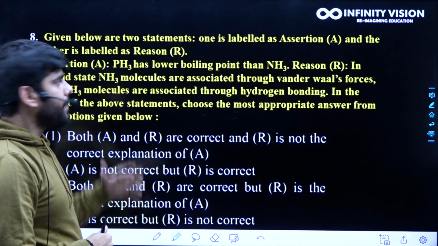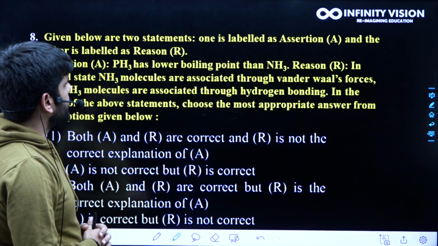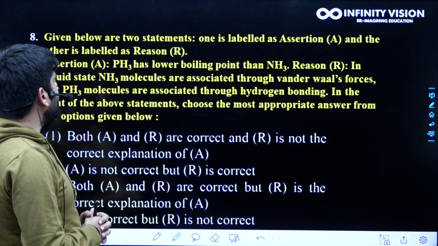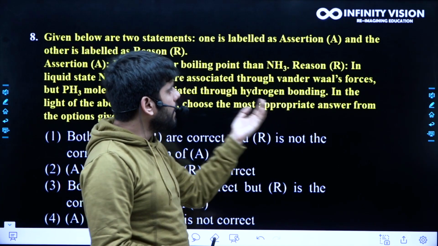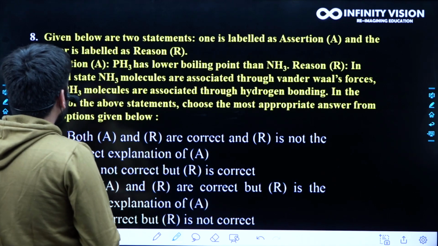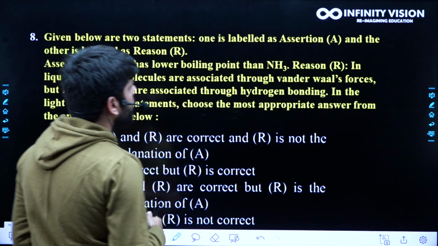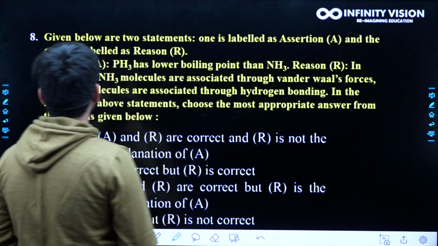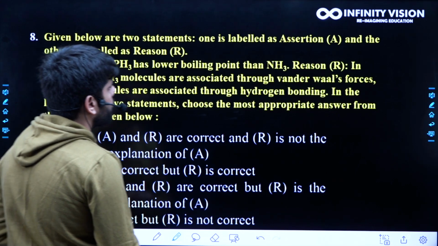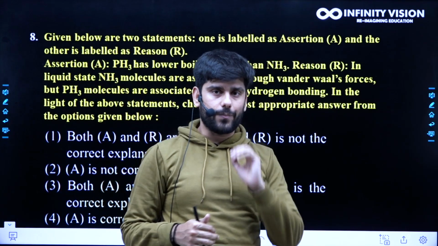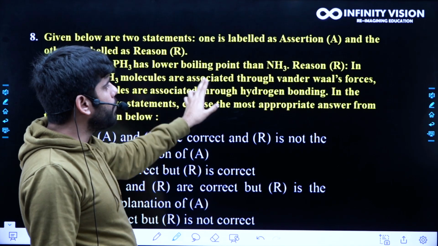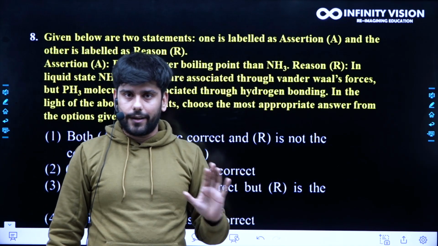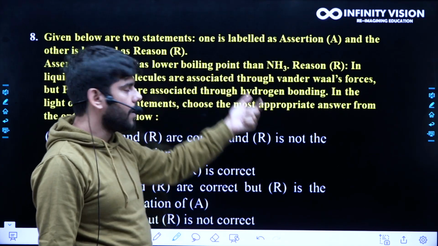Again, the statement type question. Given below are two statements. So assertion is PH3 has lower boiling point than NH3. Reason is, in liquid state, NH3 molecules are associated through van der Waals forces, but PH3 molecules are associated through hydrogen bonding. All right. Now, let us see the assertion. PH3 has lower boiling point than NH3. Absolutely correct. NH3 has higher boiling point.